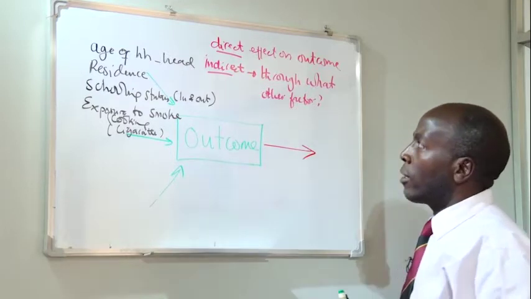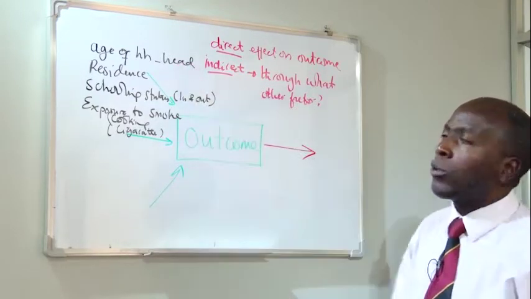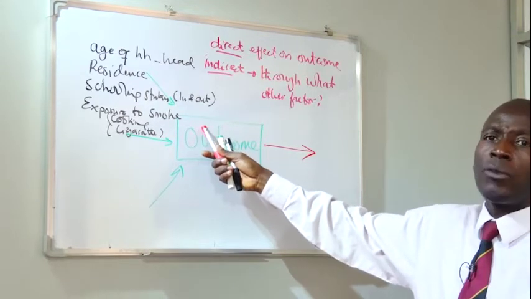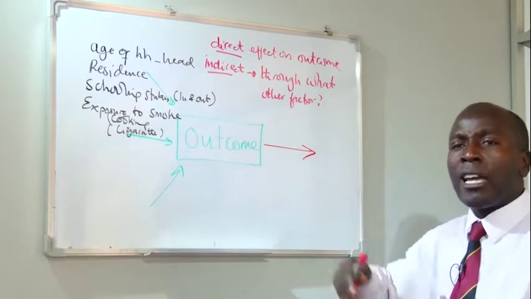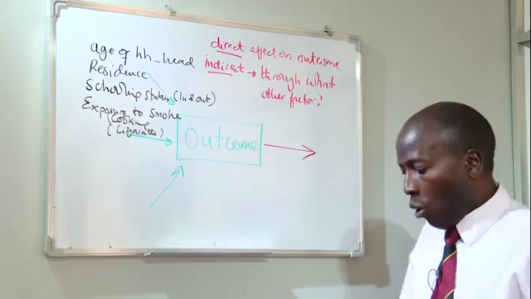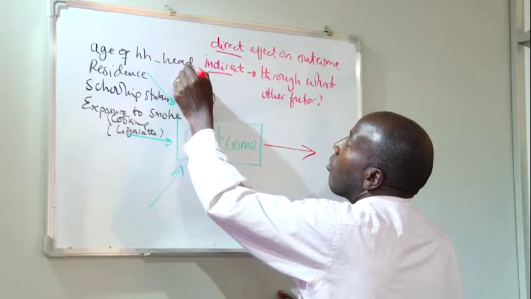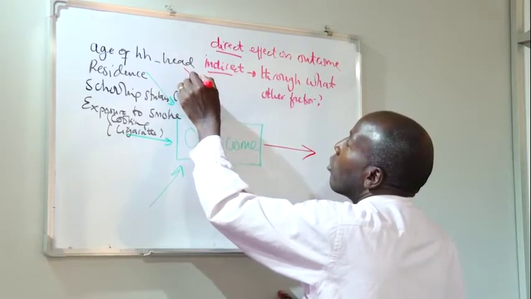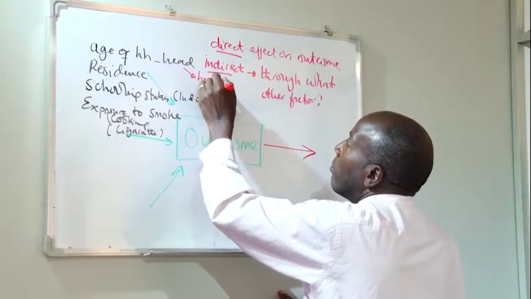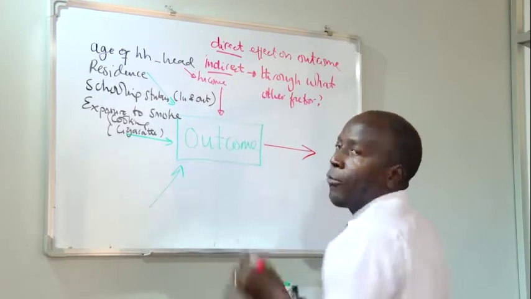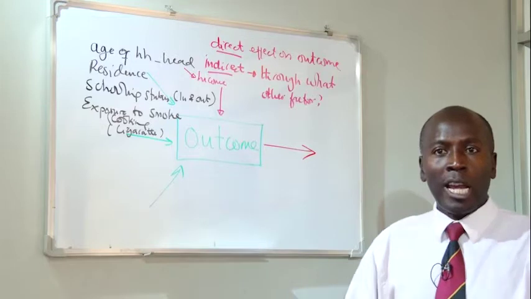In other words, if age of the household head affects the occurrence of the outcome, does it affect it directly, or does age of the household head work through the income of that household head to affect your study outcome?